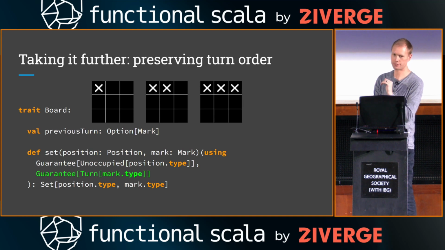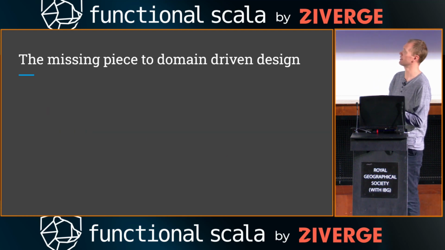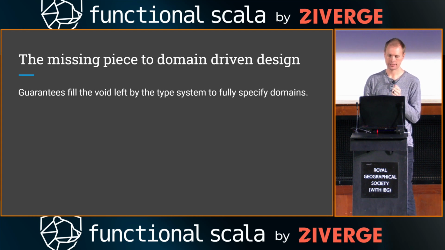But for API users, it'll alert them when they try to call these methods that they need to check beforehand that it is the person's turn and the position is empty. And I think this has, in my experience, been the missing piece when I'm trying to do domain-driven design. So whenever I'm trying to model something, a domain, I think guarantees fill the void that's left by the type system to fully specify domains.